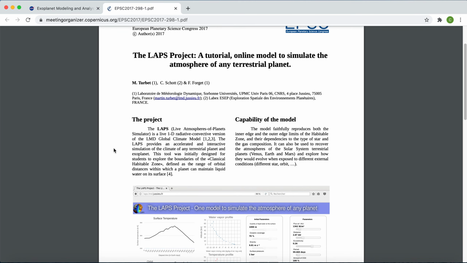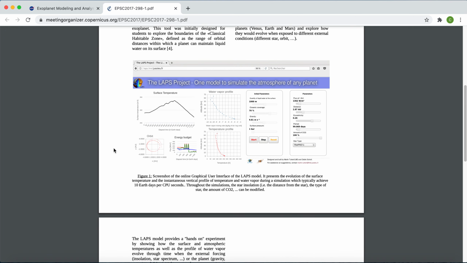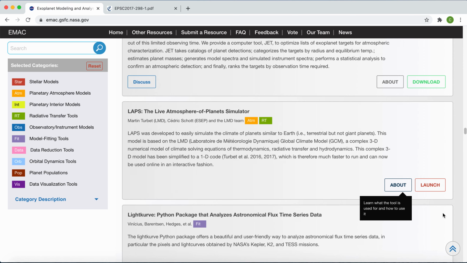LAPS is a live, one-dimensional, radiative convective version of the LMD global climate model. LAPS provides an accelerated and interactive simulation of the climate of any terrestrial planet or exoplanet. The tool was initially designed for students to explore the boundaries of the classical habitable zone, defined as the range of orbital distances within which a planet can maintain liquid water on its surface. The LAPS model provides a hands-on experiment by showing how the surface and atmospheric temperatures, as well as the profile of water vapor, evolve through time. And with that, we're going to go ahead and just launch right into the tool.